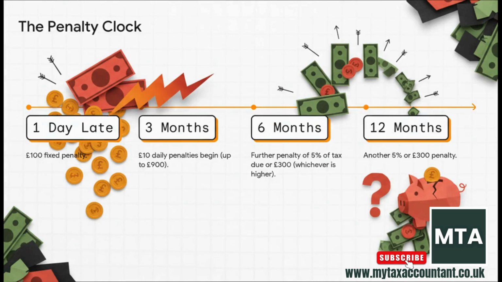Just look at how quickly this penalty clock can tick up. After 3 months, HMRC starts charging you £10 a day. That can go on for 90 days, adding up to another £900. At 6 months late, there's another penalty of either 5% of the tax you owe or £300, whichever's more. And that same penalty gets applied again when you're 12 months late. As you can see, it can get really expensive really quickly.